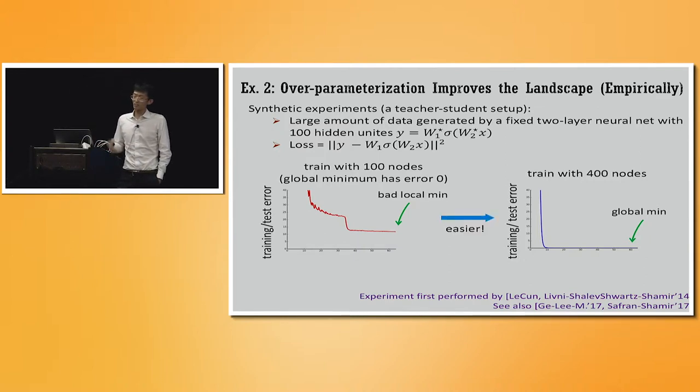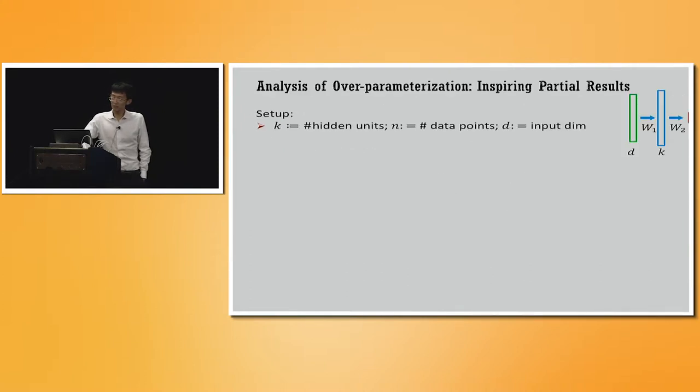This suggests that if you overparameterize your network more than what you really need, then there's a good chance that it's going to make the problem much easier to optimize. It's still an open question why this can happen, especially for the nonlinear case. But there are a few inspiring partial results towards this direction, so let me summarize some of them.